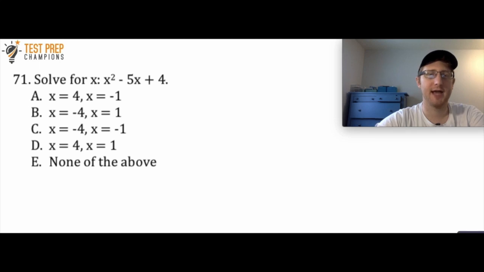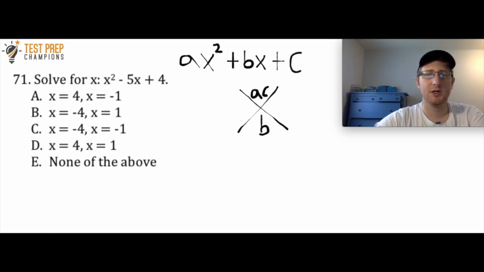Solve for x: x squared minus 5x plus 4. Let's have you pause the video, give this question a shot, and then when you're ready, we'll go over how to do it. So this is what we call a quadratic equation.